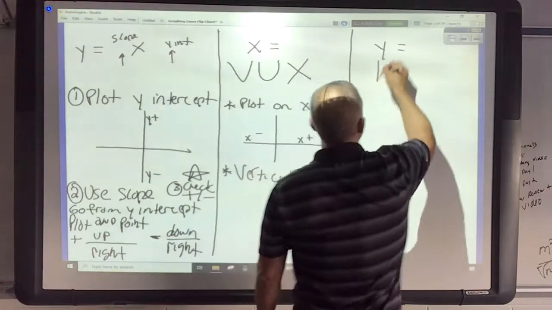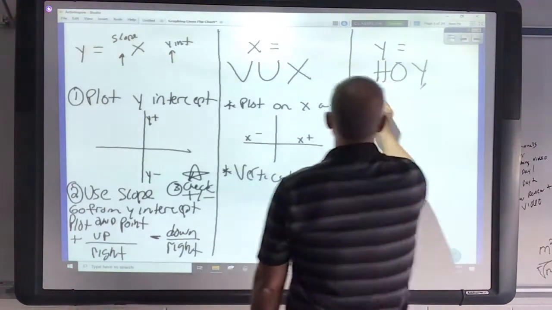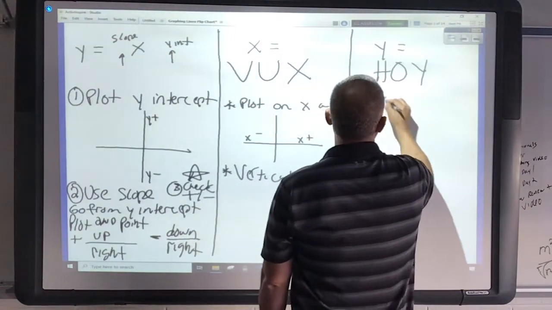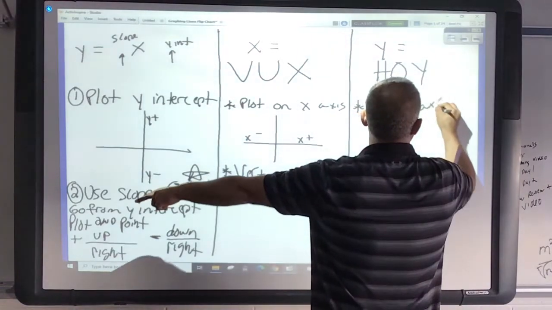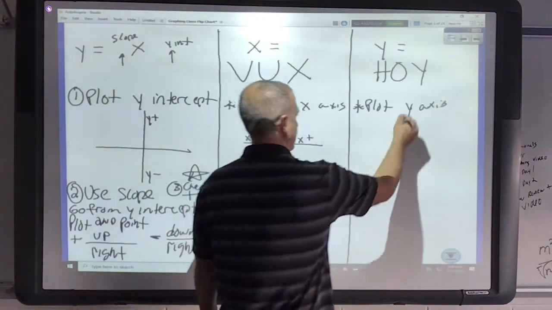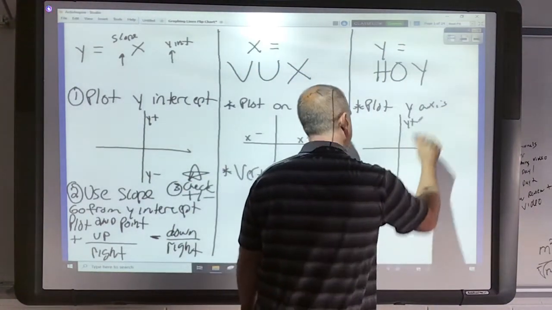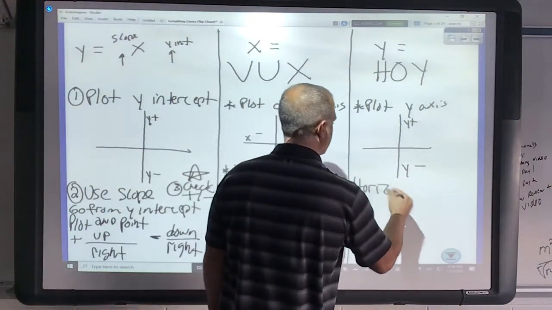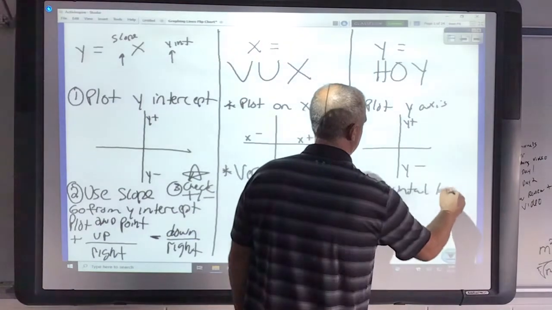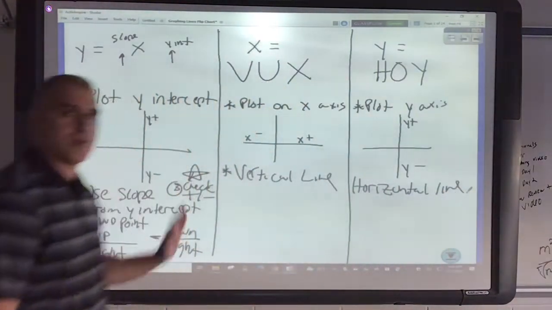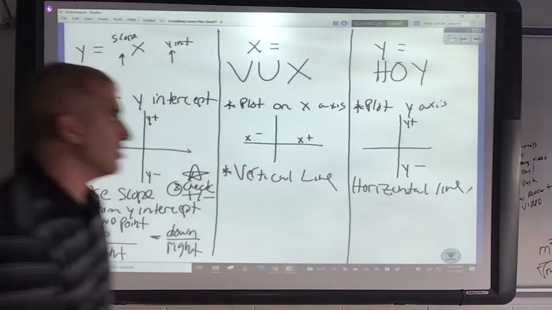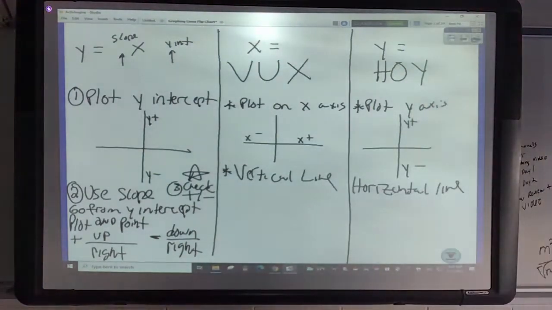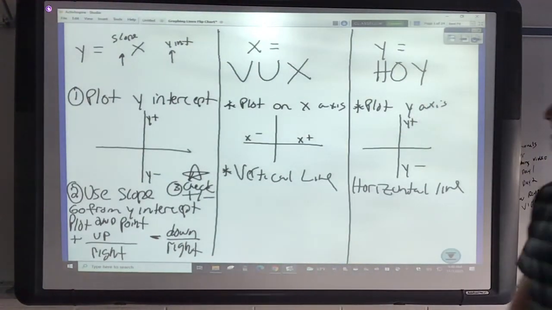For y equals, we've been using Hoy. What do you do there? Plot on the y-axis, very similar to this one over here. So once again, y positive, y negative. Then all you've got to do is make a horizontal line, okay? And that's how you plot those three. Those are the basic ones we're going to start with. All right, so let's go on.